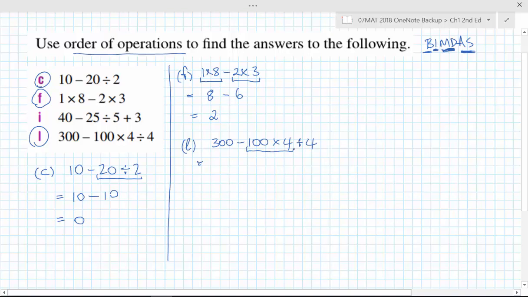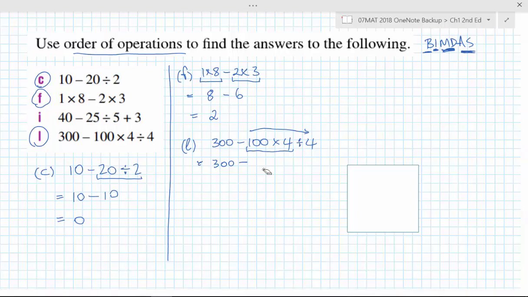Okay, does everyone get that idea? Right, because I've basically got this to worry about. So what I do then is I have 300 take 100 times 4. What's 100 times 4? 400.